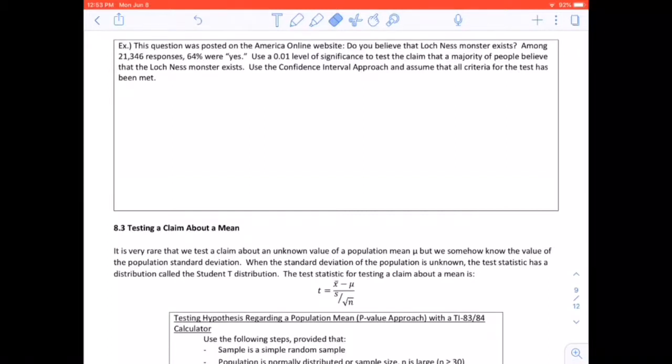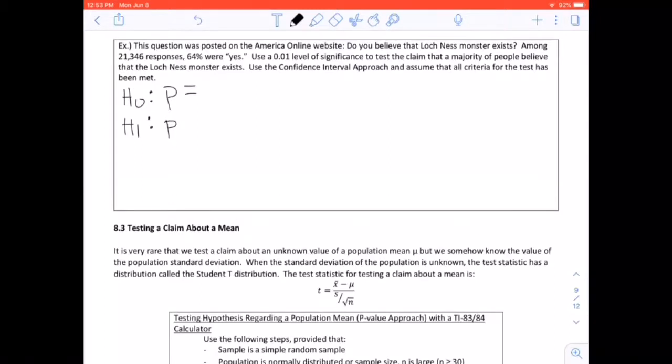Use the 0.01 level of significance to test the claim that the majority of people believe that the Loch Ness Monster exists. Use a confidence interval approach and assume that all criteria for the test have been met. So we don't need to prove that we can actually go through with this test. We can just jump right into it. So we can start with H naught and H1. So the first question we have is, what parameter are we talking about? We're talking about the percent of people that believe that the Loch Ness Monster exists, and that's a proportion. So I'll go ahead and put p.